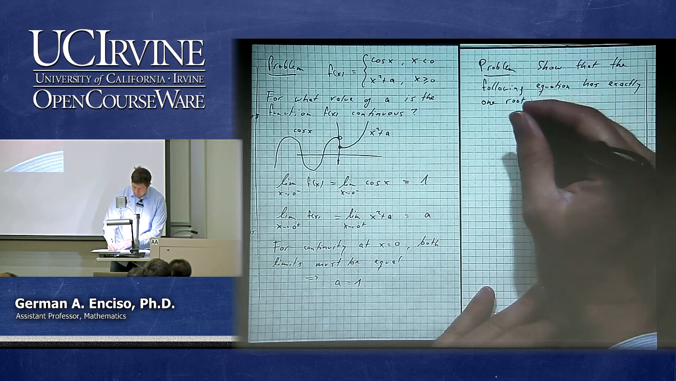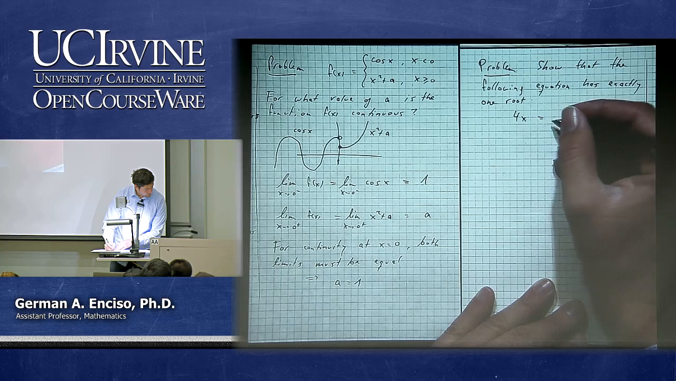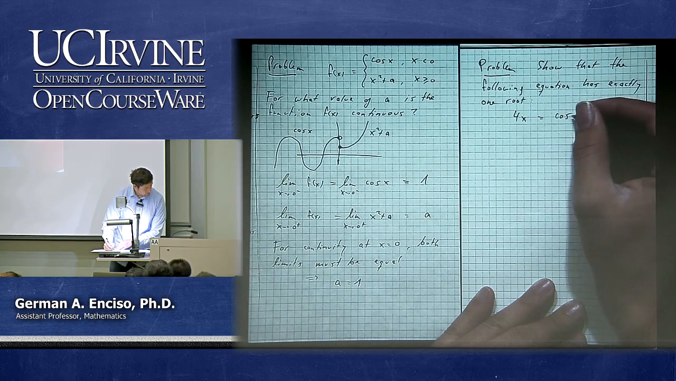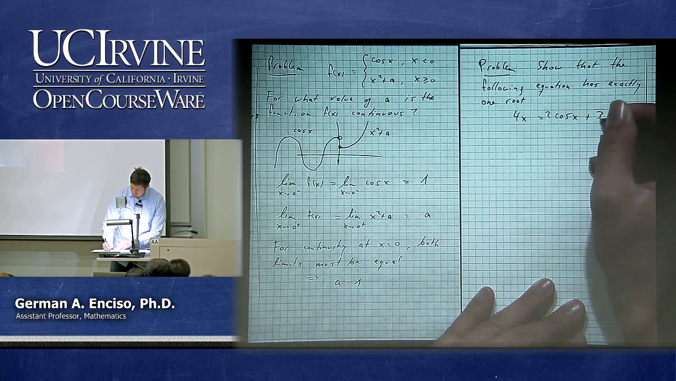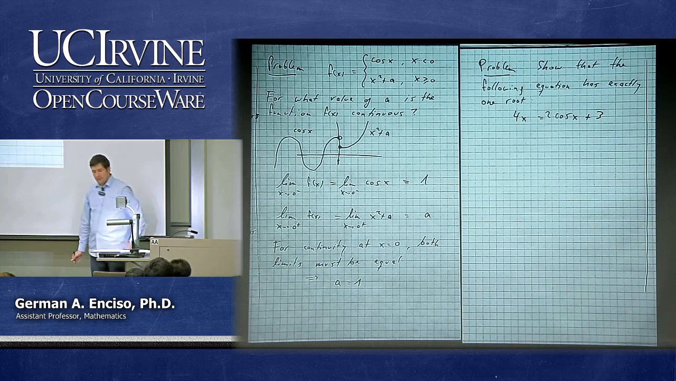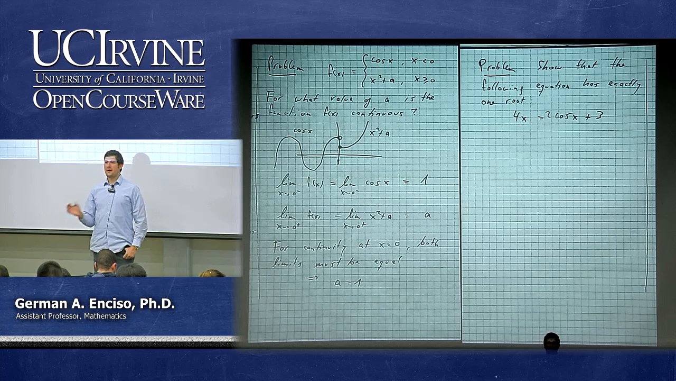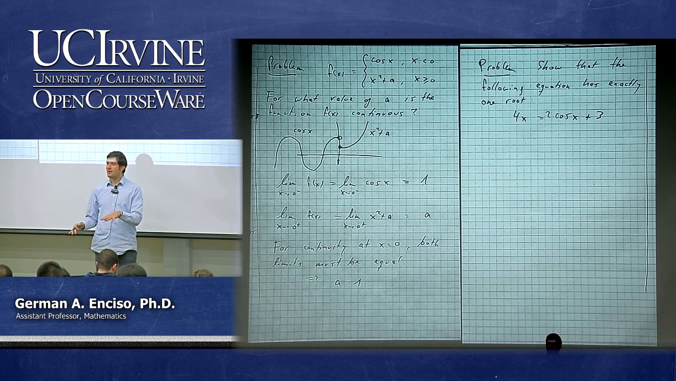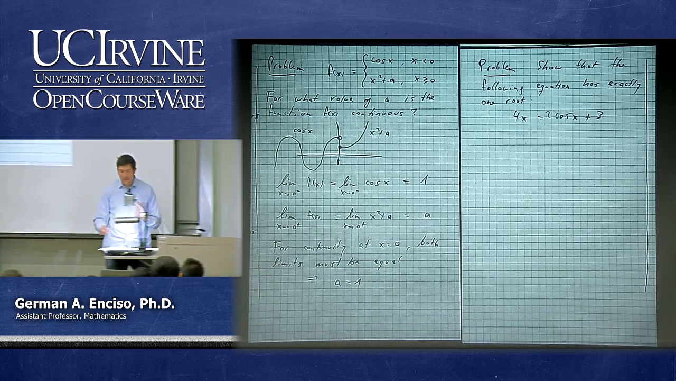And the equation is 4x is equal to 2 cosine x plus 3. Okay, so you have such an expression. What is a root? A root is a value of x, sometimes called a solution. It's a value of x that if you plug it on the left side, you plug it on the right side, they give you the same thing, right? That's a solution. We want to show that this equation only has one solution.